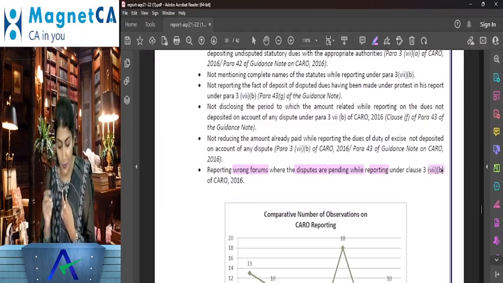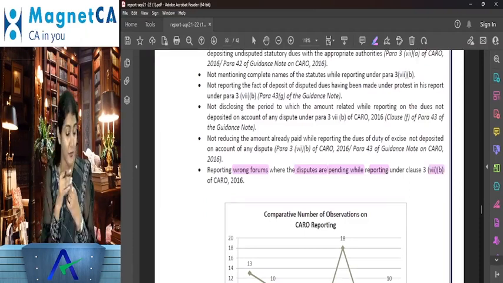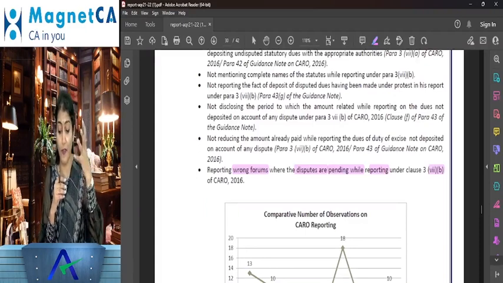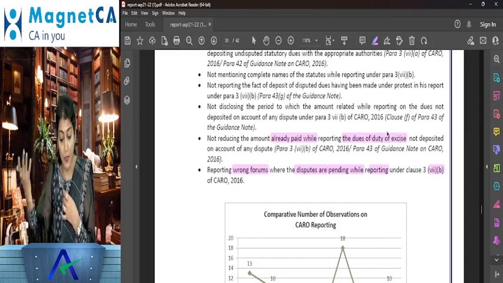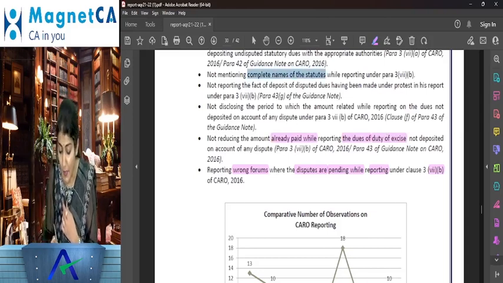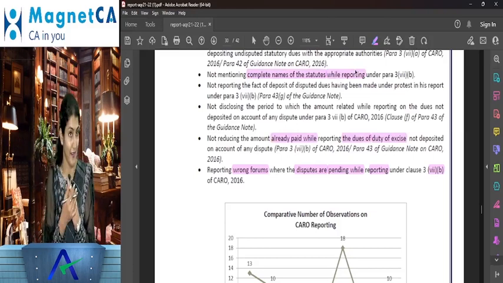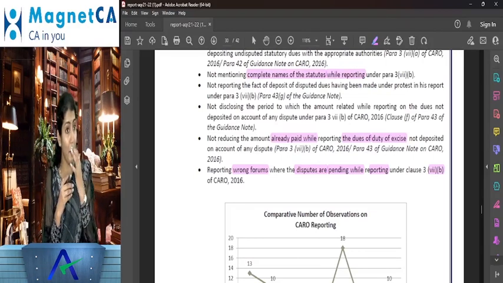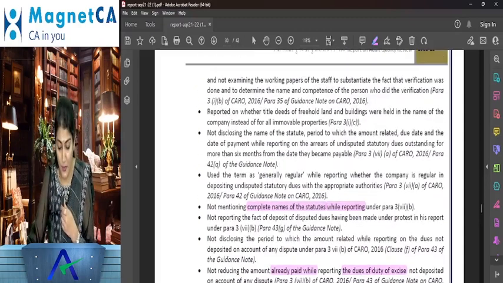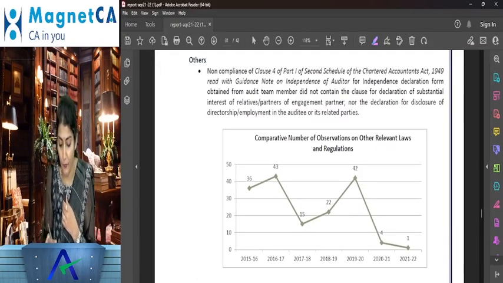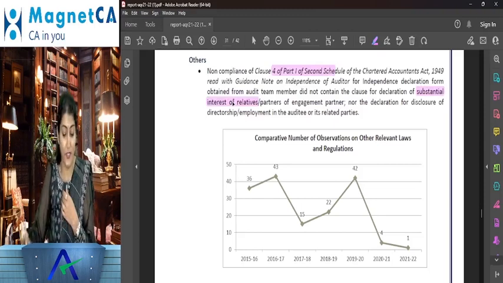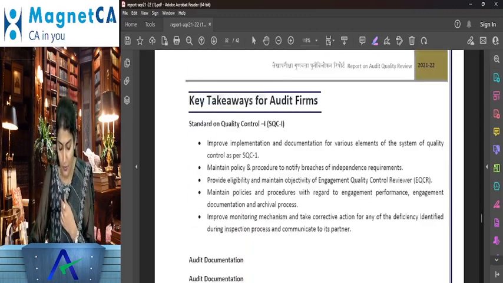Under 7B, you know 7B? Disputed statutory dues, the amount involved and the forum where the dispute is pending. Not reducing the amount already paid from the excise duty not deposited. Not mentioning the complete names of the statute while reporting. So look at the observation, okay, auditors, what reporting you are doing under CARO? And these are the non-compliances which are happening while doing the reporting under the CARO, right? Then after that, the clause 4.12. What is 4.12? Not to express opinion where the substantial interest is involved, right? Not to express the opinion.